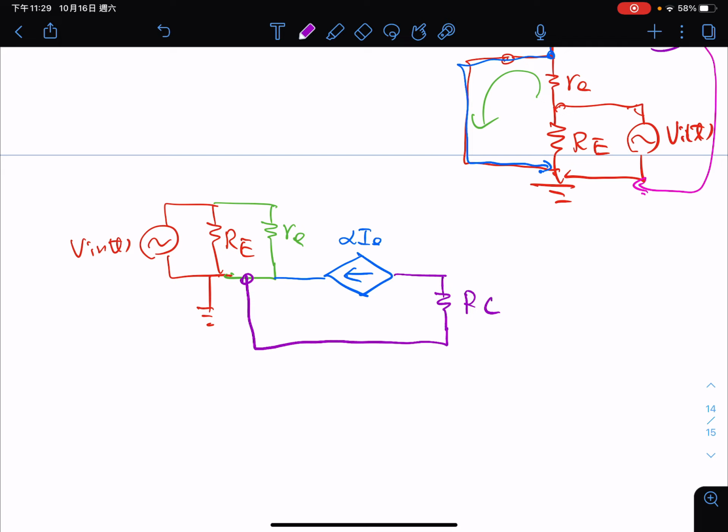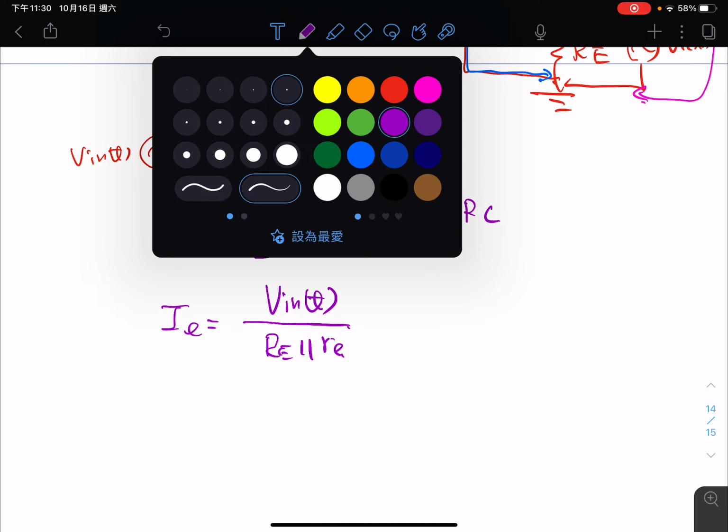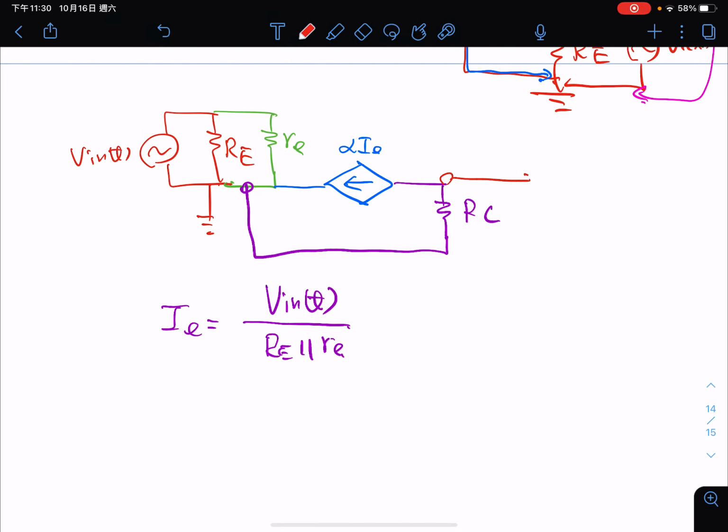So this one makes things very easy, because we can easily calculate the IE. The IE is equal to the V input divided by the RE in parallel with RE. But this will be our output here. This is our output here, and this is ground.